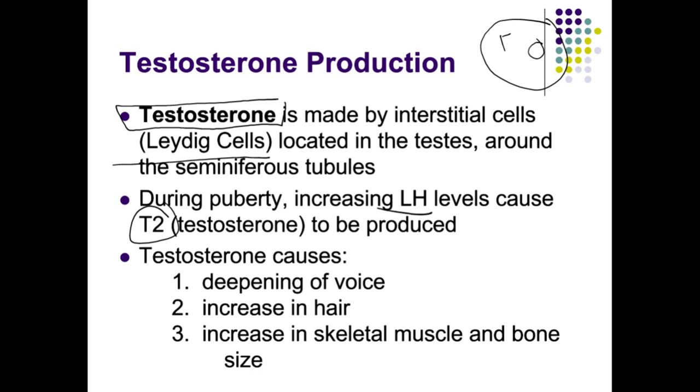Luteinizing hormone directly targets the Leydig cells to produce testosterone. So again, even though FSH has an effect on spermatogonia and LH has an effect on the Leydig cells, you have to have appropriate amounts of testosterone in order for spermatogenesis to occur. Testosterone also causes the secondary sex characteristics in males, which are deepening of the voice, increase and thickening of hair, and it can also affect a thickening or broadening of skeletal muscle and bone.